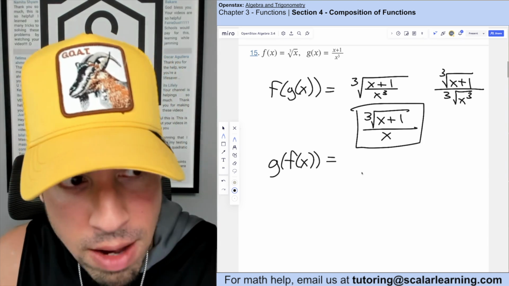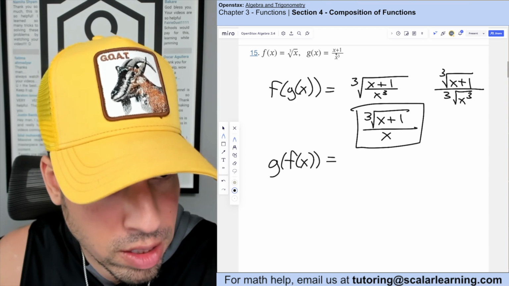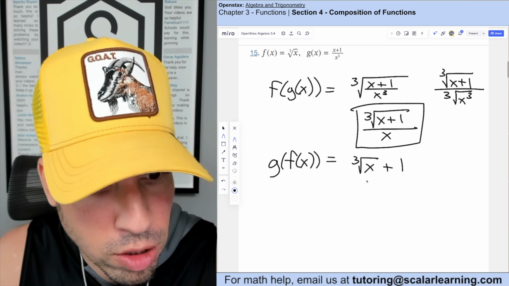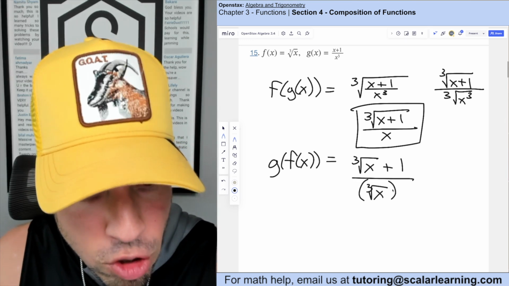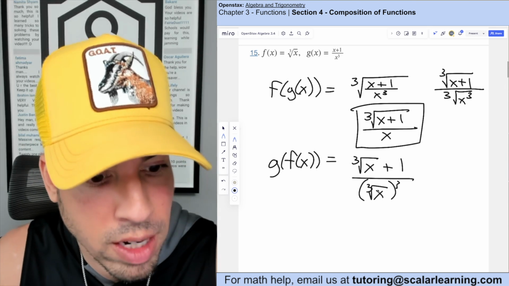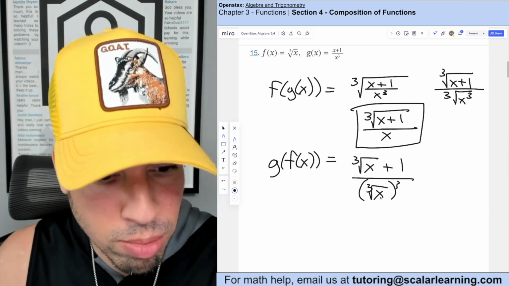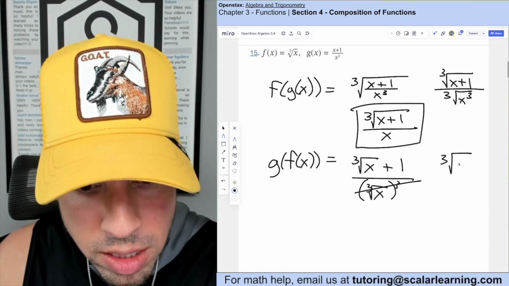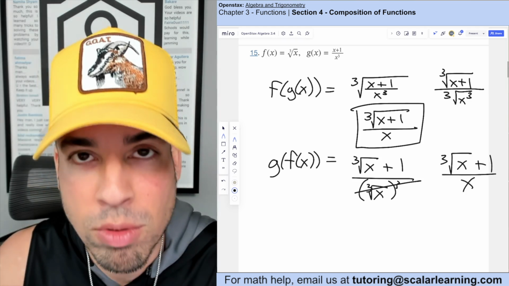Now for g of f of x, so I'm going to take my g of x function, and wherever there is an x, I'm going to replace it with the cube root of x. So plus 1 over the cube root of x cubed, right? Because I had an x cubed, now I got cube root of x cubed. Again, cube root and cubing are opposite operations, so they cancel each other out. So now we're left with, as a final answer, cube root of x plus 1 over x, boom, done.